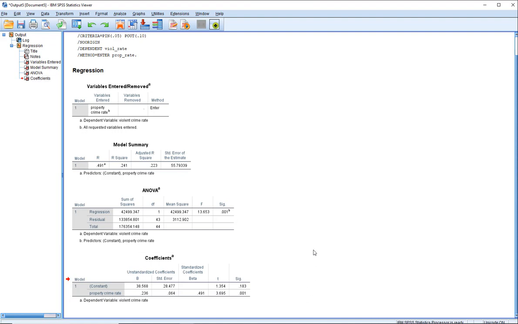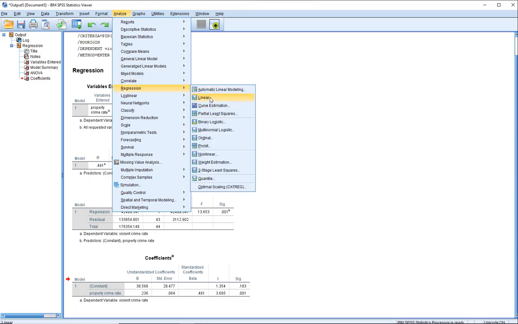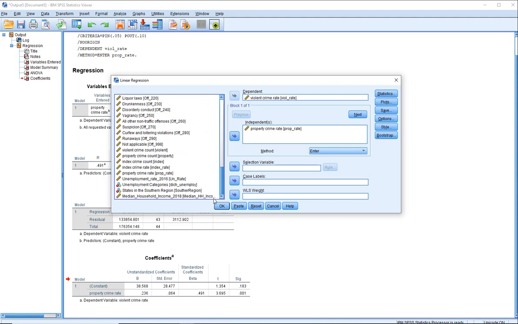Okay, so this is a bivariate regression. It actually doesn't tell us too much more than the correlation does, except perhaps the precise nature of that relationship. Let's add another variable in. So I'm going to go to regression again, and I'm going to go to linear, and I'm going to go back down to those other measures, and I'm going to put that unemployment categories back in now, and let's see what happens.